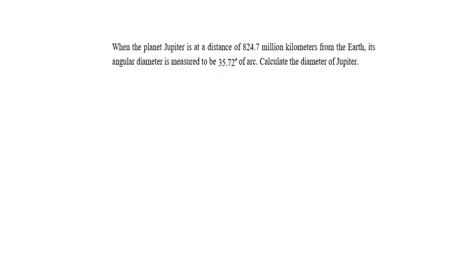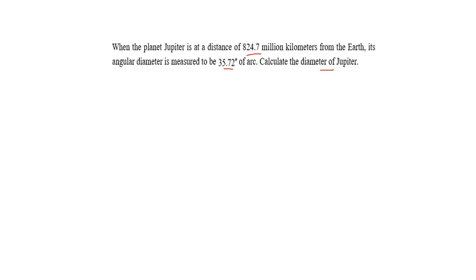Okay, the next question is: when the planet Jupiter is at a distance of 824.7 million kilometers from the Earth, students, the distance of the planet Jupiter from the Earth is given as 824.7 million kilometers, and its angular diameter is measured to be 35.72 arc seconds. So what should you find? Calculate the diameter of Jupiter. Same thing as what we did for the previous question.